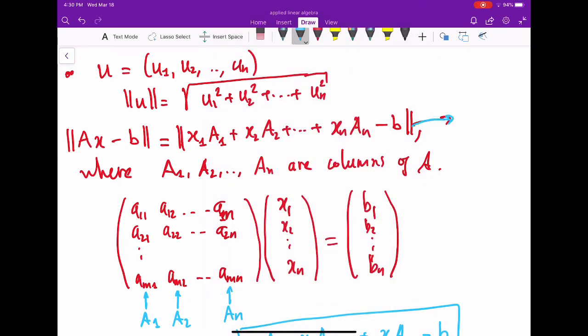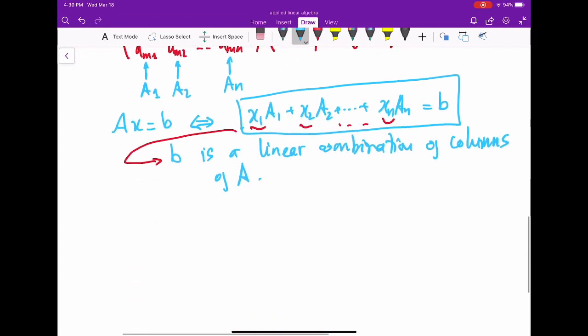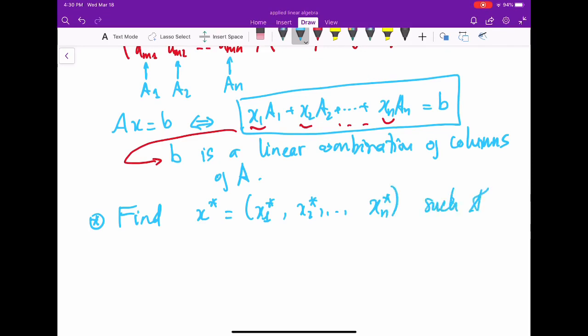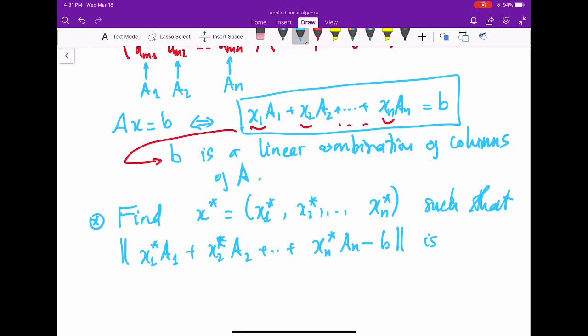We can minimize this to find the best fit. So another form of the least squares problem is: φ(x*) equals x1*, x2*, and so on, xn*, such that x1* A1 plus x2* A2 plus and so on plus xn* An, minus B, is minimum. So that is another form of least squares problems.